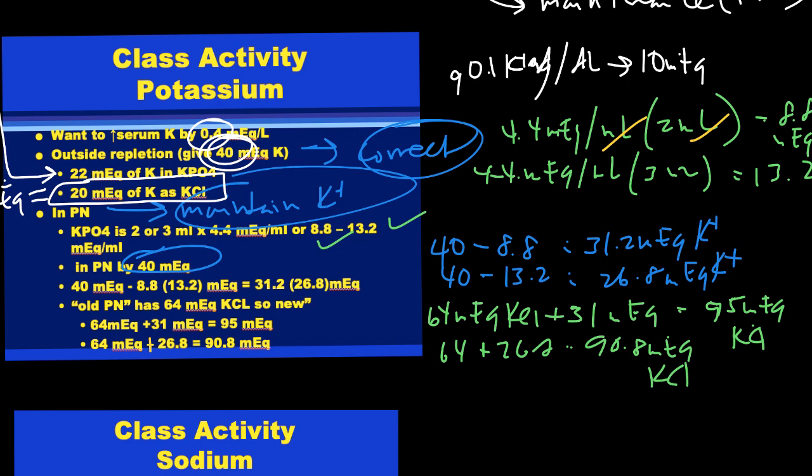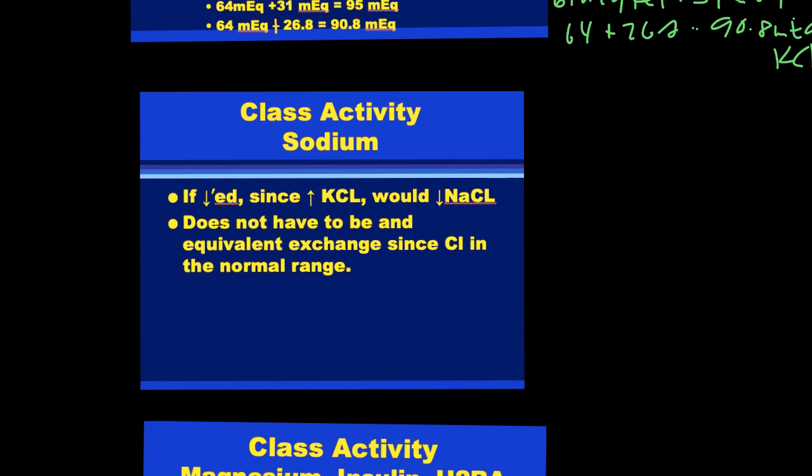So remember, correct your electrolyte abnormality first, and then figure out your maintenance dose. With sodium, since you increase potassium chloride, you should decrease sodium chloride to maintain the chloride balance. Doesn't really have to be equivalent since you know your chloride's in the normal range. So if you increase potassium chloride by 10, you don't necessarily have to decrease sodium chloride by 10, since you know your chloride's in the normal range. So you can afford to be off by a little.